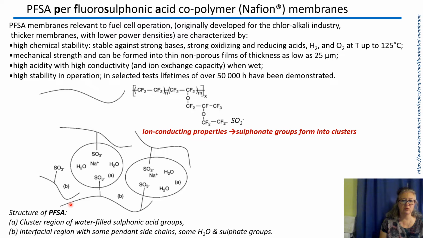The PFSA consists of two regions. First, the PTFE backbone, and the second one, side chains of vinyl ethers, presented here, which terminate in sulfonic acid group in a cluster region.